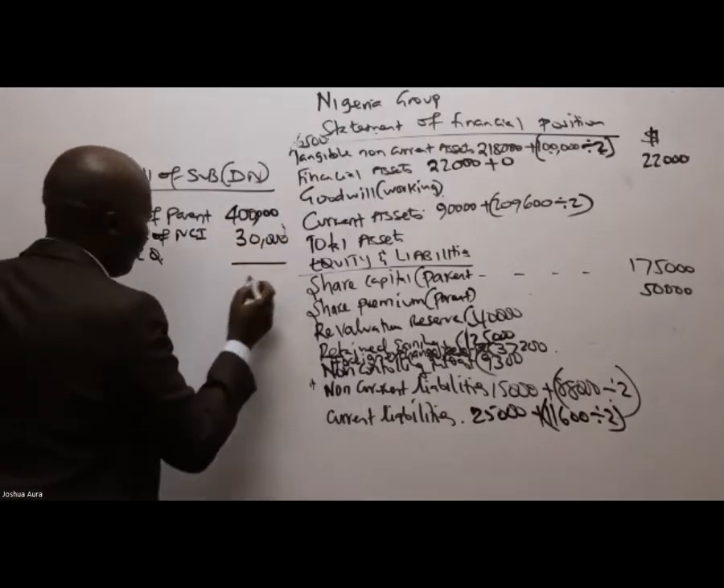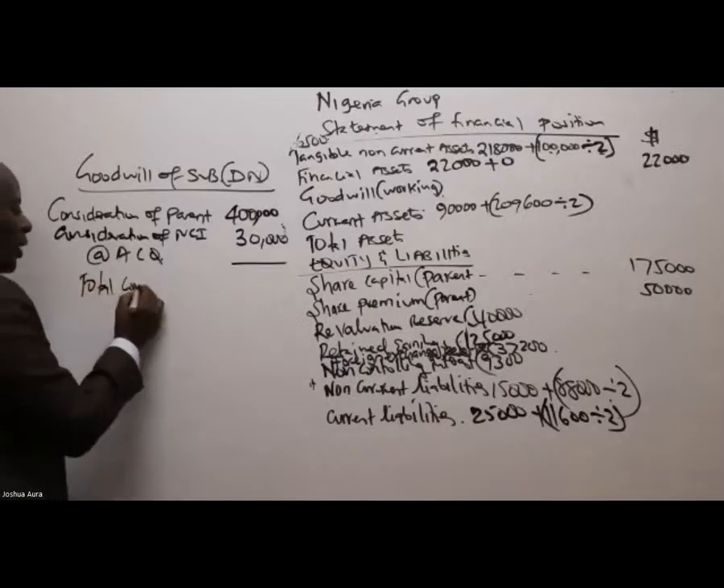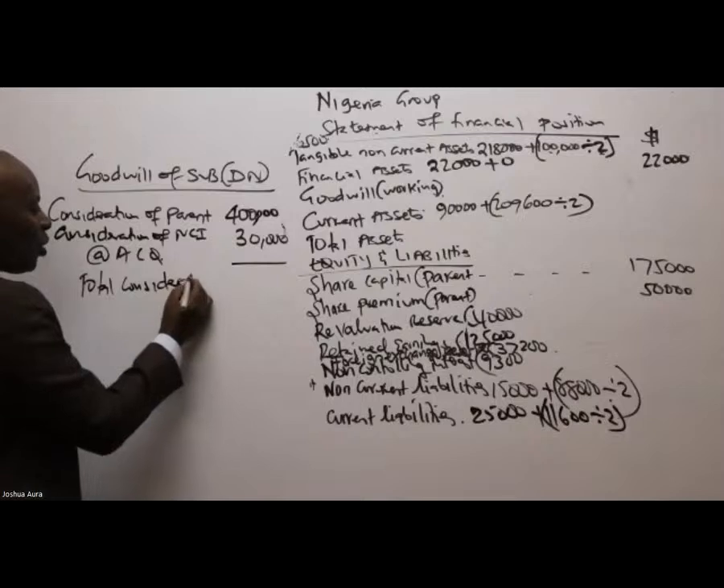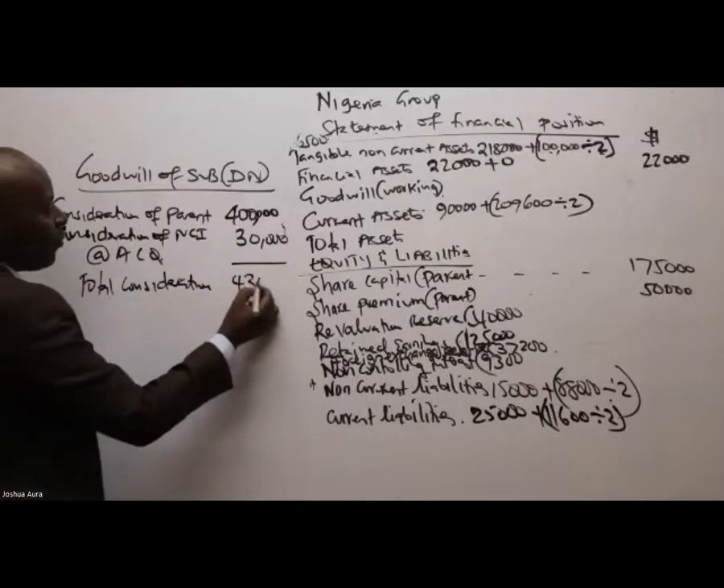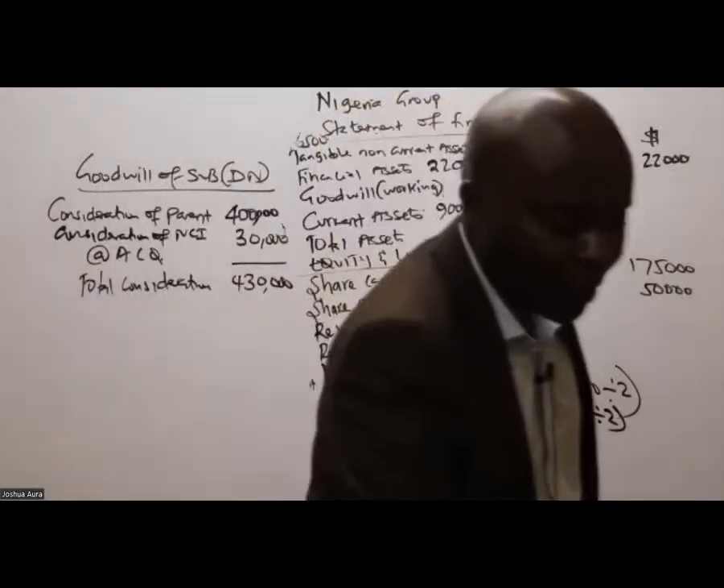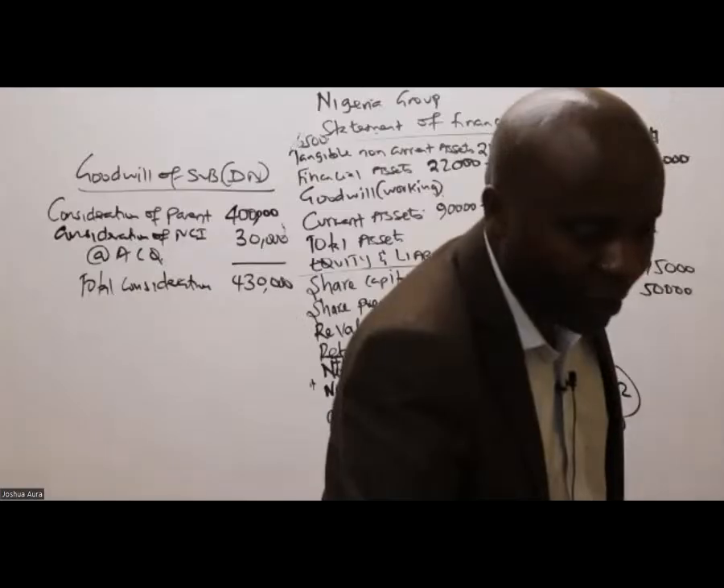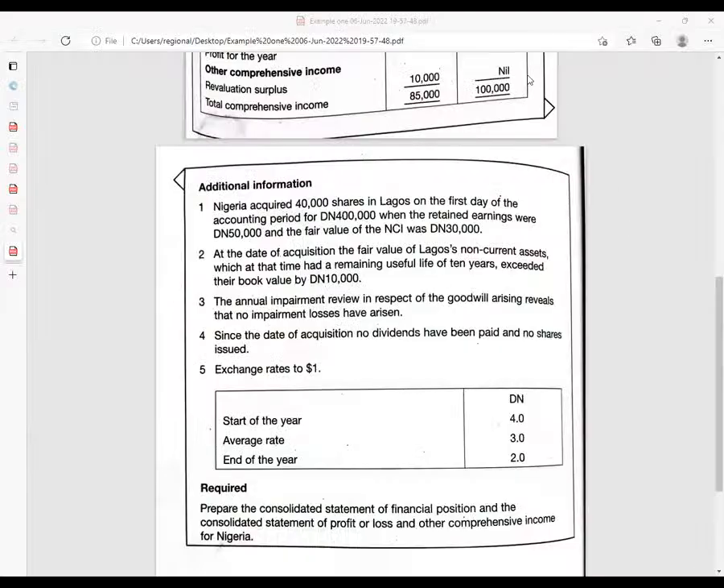So give us here the total consideration. That will be 430,000. Is it 30 or was it 50? Let me check again. Yeah, it's 30, yes. It is 30, thank you very much.